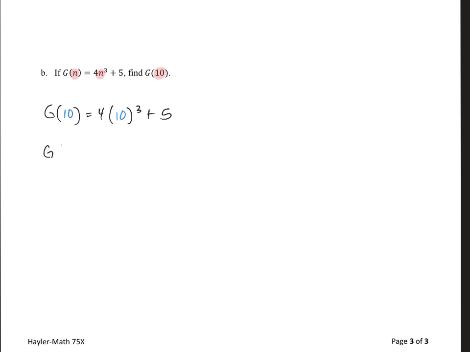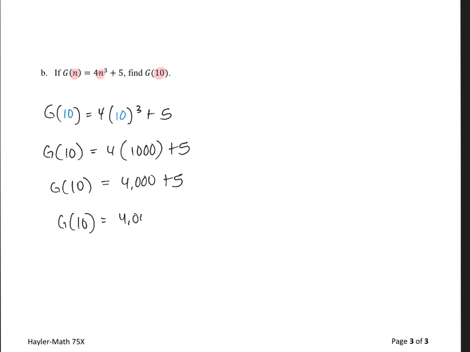Okay. G of 10 is going to equal 4 times 10 cubed, which is 1,000, plus 5. G of 10 equals 4,000 plus 5. Simplifying even further, G of 10 equals 4,005. A nice check there. All right. We can box our answer.